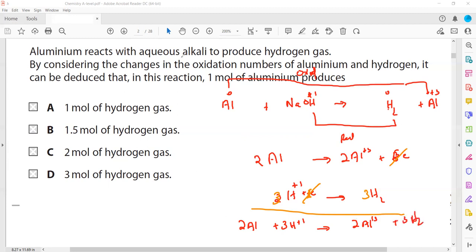So in the question they are asking, 1 mole of aluminium produces how many moles. So aluminium to hydrogen gas, what is the ratio? 2 moles of aluminium give 3 moles of hydrogen gas. So the simplest ratio is 2:3. But for 1 mole of aluminium, how many moles of hydrogen gas should be there? Produce X, cross multiply. So if 2:3, then it will be 1:1.5. That's why the value of X will be 1.5, or it will produce 1.5 moles of hydrogen gas. Is it clear?